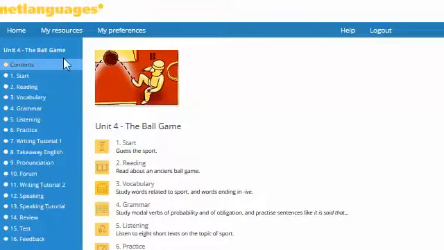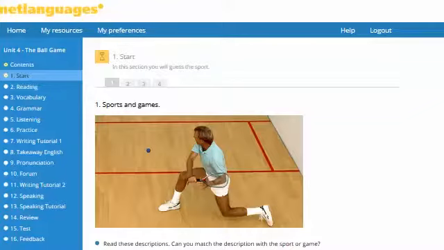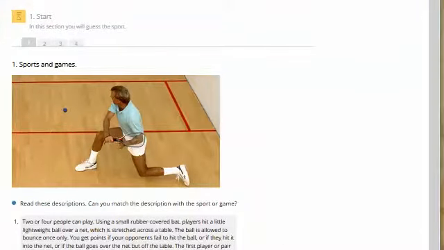We begin each unit with what we call a start section. In the same way as in a face-to-face class, we begin the class with a warmer, we replicate this in the units. So most exercises here are fun, general knowledge type exercises designed to stimulate an interest in the topic. In this example, the student has to read different descriptions of sports and games and identify which sport or game is being described.